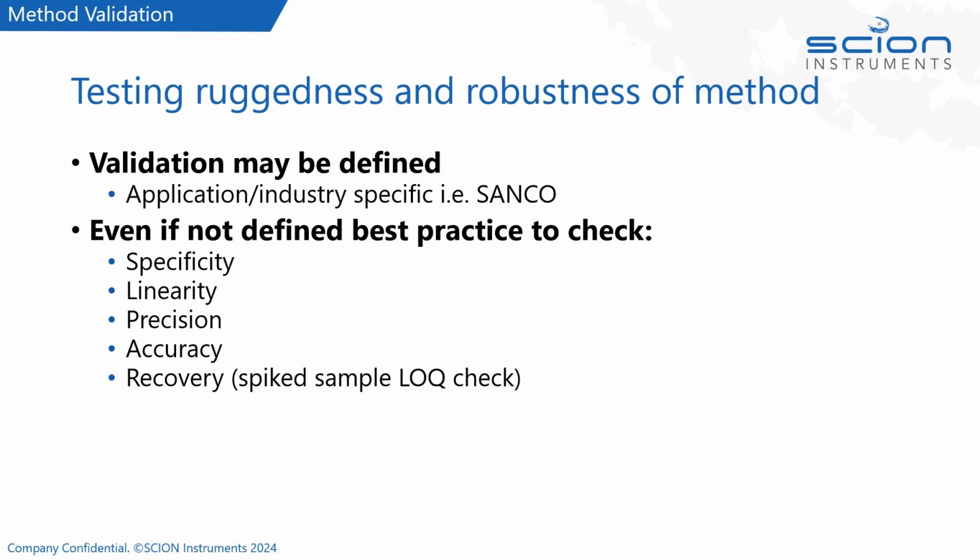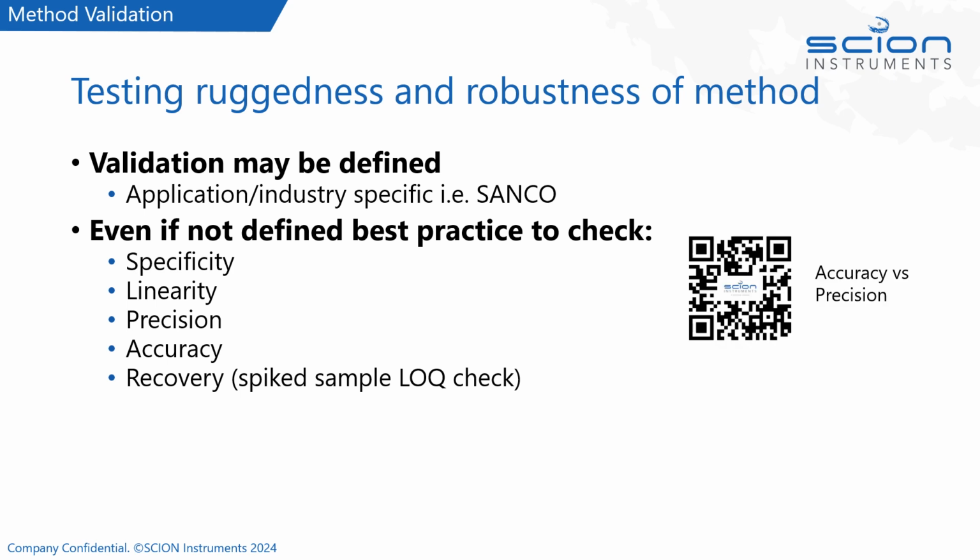Even if it's not defined, it really is best practice to check a few different requirements. The specificity, so are we getting the resolution between the peaks, to make sure that there's no interference from the sample matrix and anything that we're not interested in. We want to make sure that our target analytes show good linearity, so that they're linear across the range of where we're calculating our sample. Ideally, we're looking at a minimum of 20% above and below the expected concentration of the analyte, and you would want to run this over multiple points throughout that range.